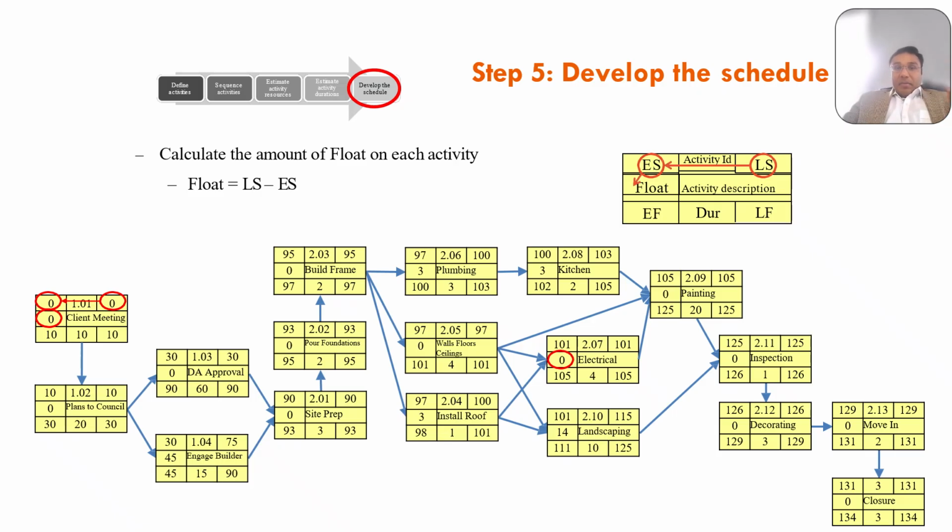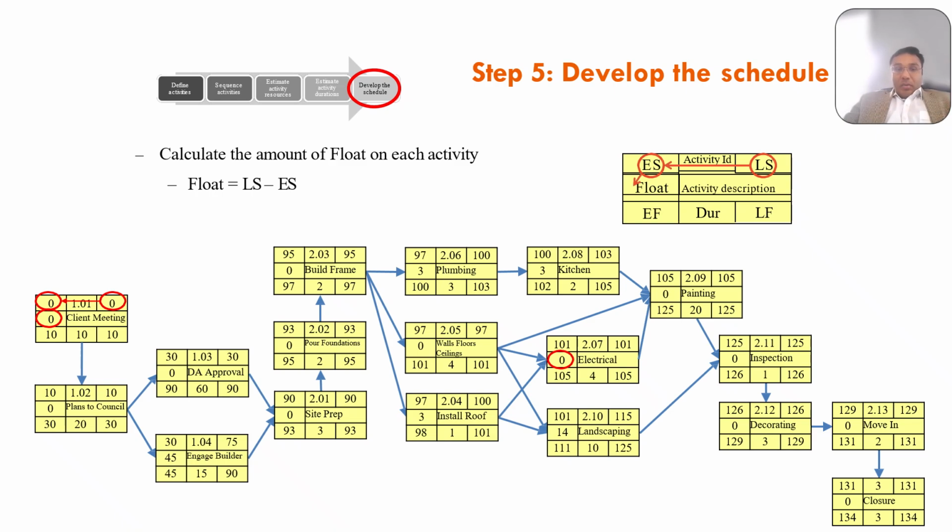In the diagram, the floats are visually easy to spot. Numbers in red circles are there because everything is 0. Whatever has 0 float is the critical path. For example, if you see 1.01, which is your first activity, the client meeting, ES is 0, LS is 0, float is obviously 0, which is on the critical path. Now let's talk about project flow.